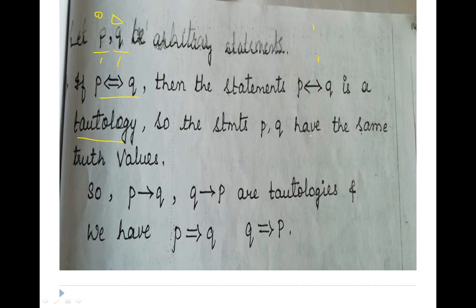So the statements P and Q have the same truth values. So we can say P implies Q and Q implies P are tautologies. Hence we can say P logically implies Q and Q logically implies P. So both are going to be valid. Fine. Next, let us take one more.